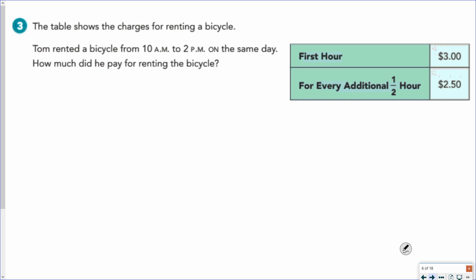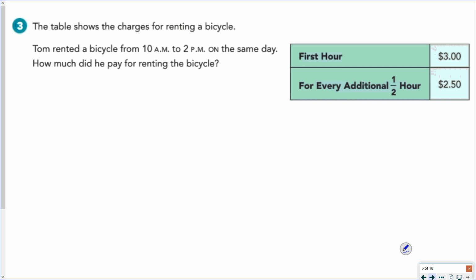So Tom rented a bicycle from 10 a.m. to 2 p.m. on the same day, and we want to know how much he paid for renting the bicycle. Well, the letter table says first hour, it's $3, and then for every additional half hour, it's $2.50.